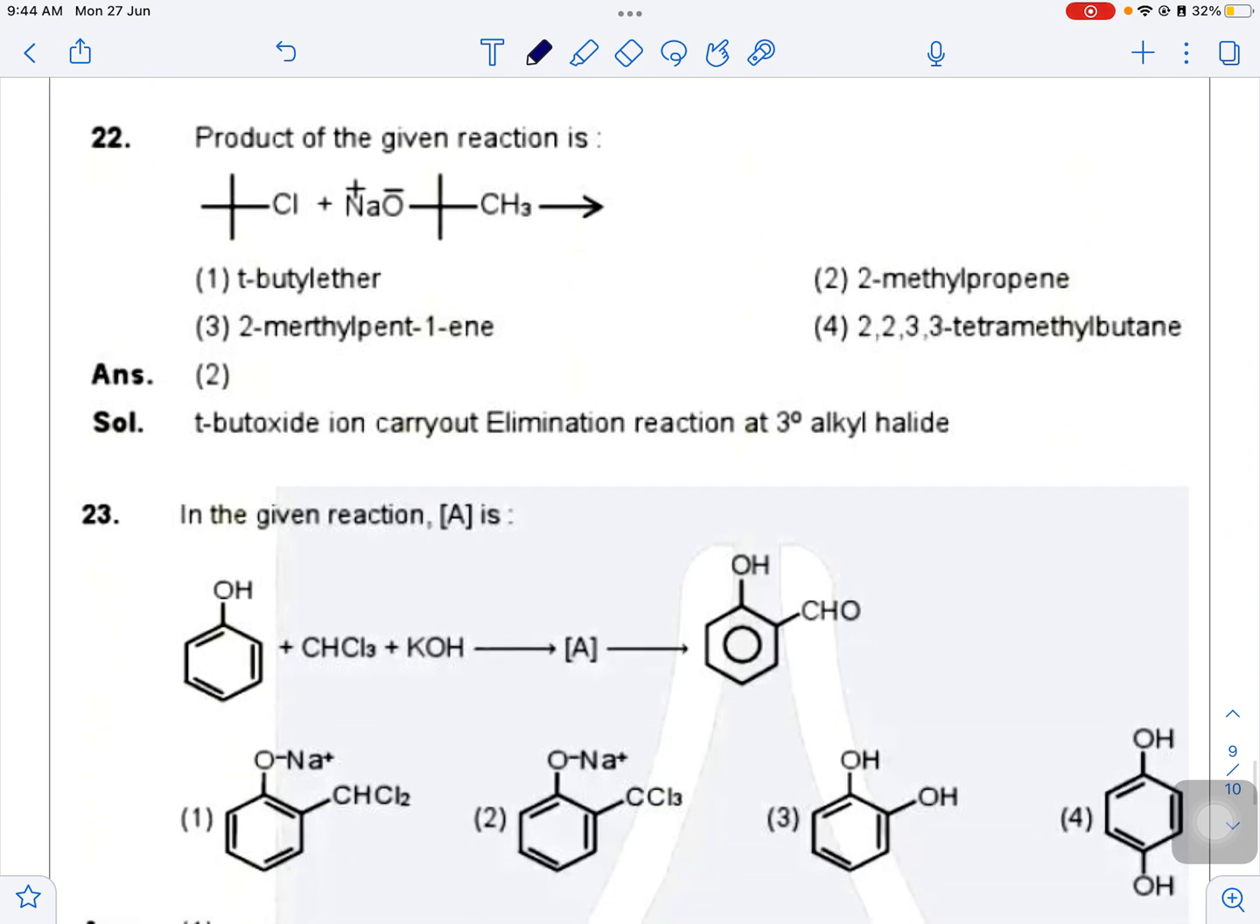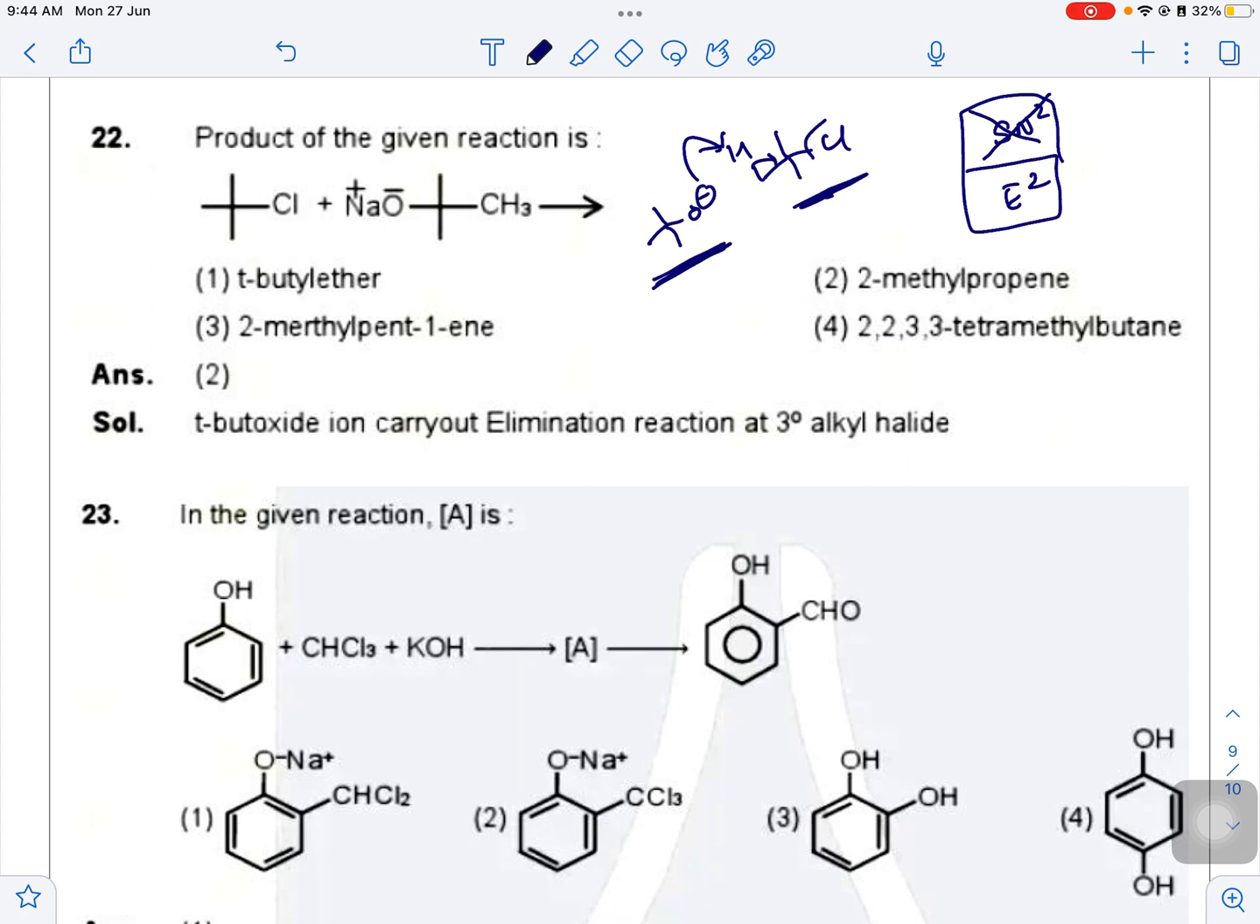Next question is, product of the following given reaction. Here tertiary butyl chloride is reacted with tertiary butoxide. Here SN2 and E2 possibilities you should see. This is a bulky base and strong base. This is a hindered alkyl chloride, which eliminates the possibility of SN2 reaction. So E2 reaction takes place. So beta elimination takes place to give this compound, which is an alkene. This is 2-methylpropene.